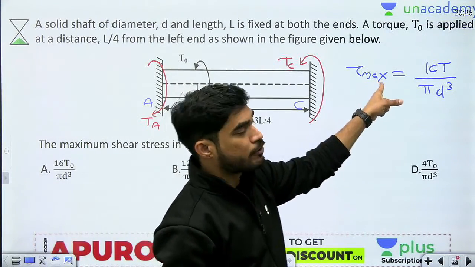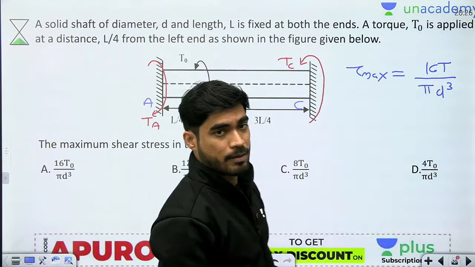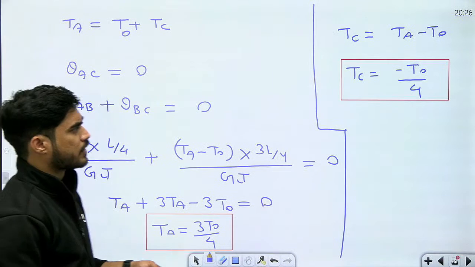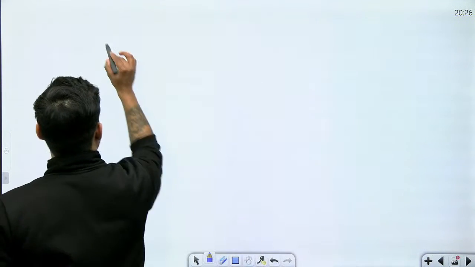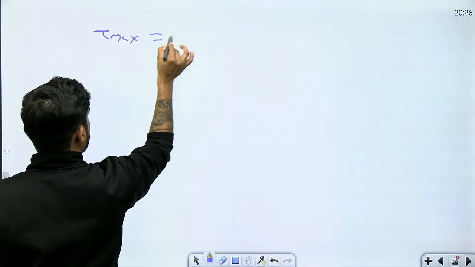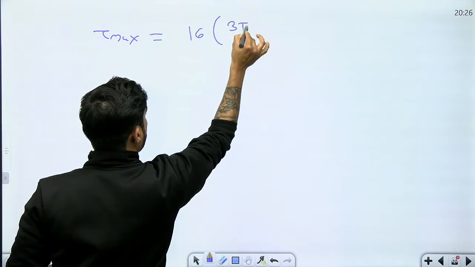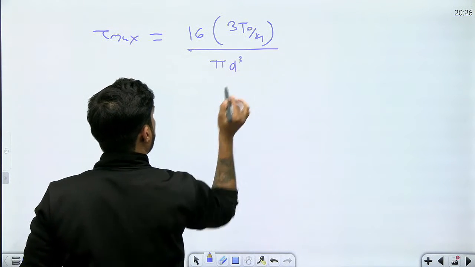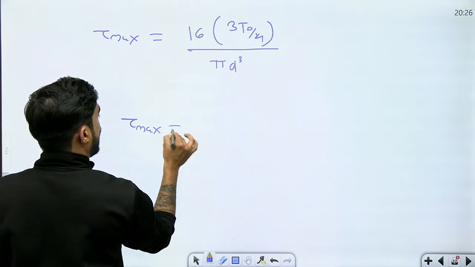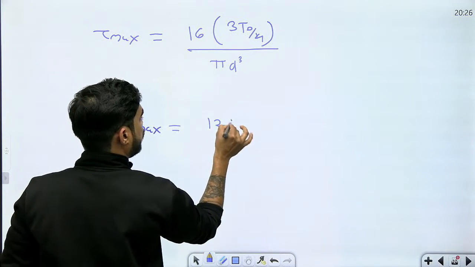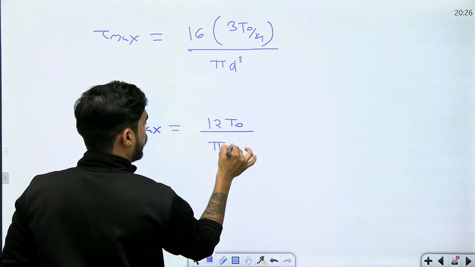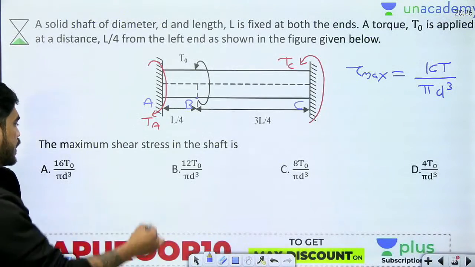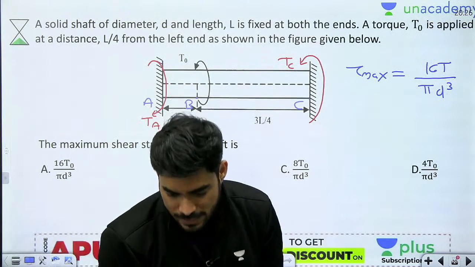So now we need to find tau max. Which one is maximum, Ta or Tc? Ta is maximum, so I will calculate tau maximum using Ta. So tau maximum will be equal to 16 into 3T naught by 4 divided by pi d cube. So tau maximum will be equal to how much? This will become 12T naught by pi d cube, right? 12T naught by pi d cube means B will be the answer.